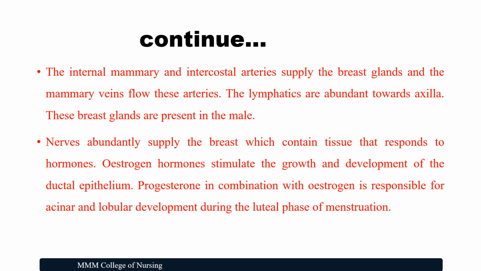Estrogen hormones stimulate the growth and development of the ductal epithelium. Progesterone in combination with estrogen is responsible for acinar and lobular development during the luteal phase of menstruation.